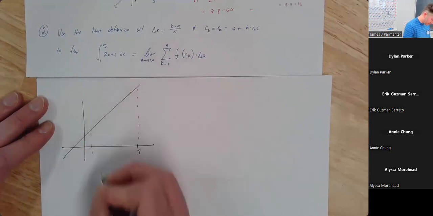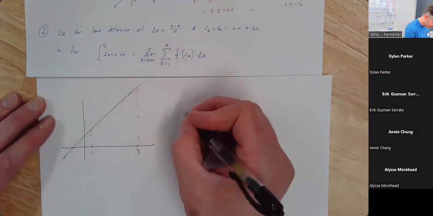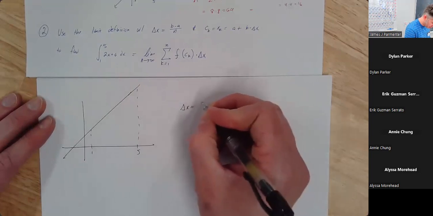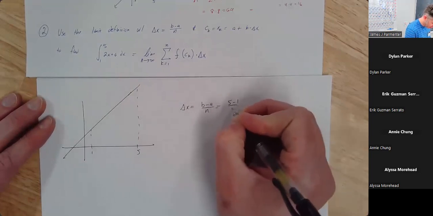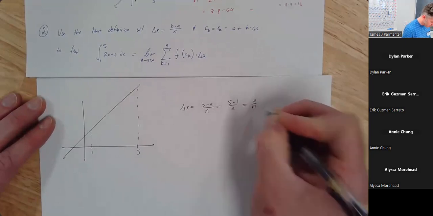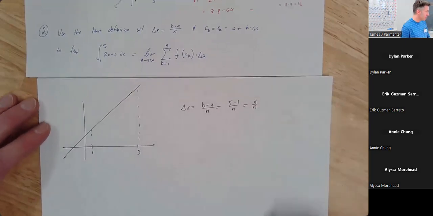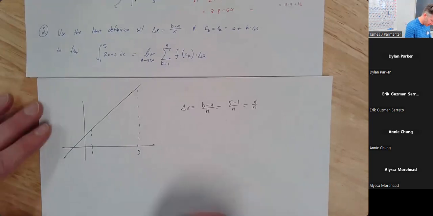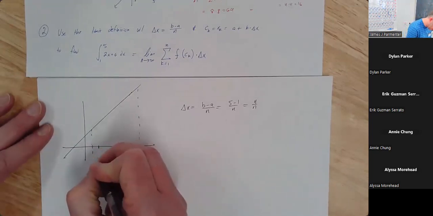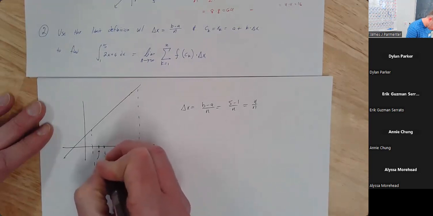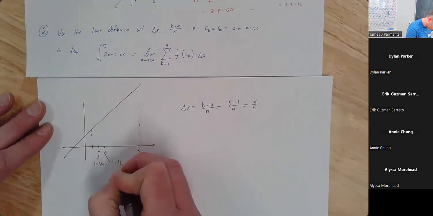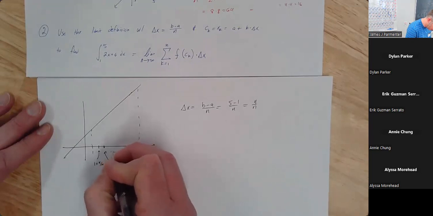And I'm really thinking about just breaking this up into, well, my delta x is going to be b minus a over n, which is 5 minus 1 over n, which is just 4 over n. So each subsequent endpoint is just 4 over n further to the right. So this first spot here is 1 plus 4 over n. This next one is 1 plus 2 times 4 over n. And it just keeps on going.